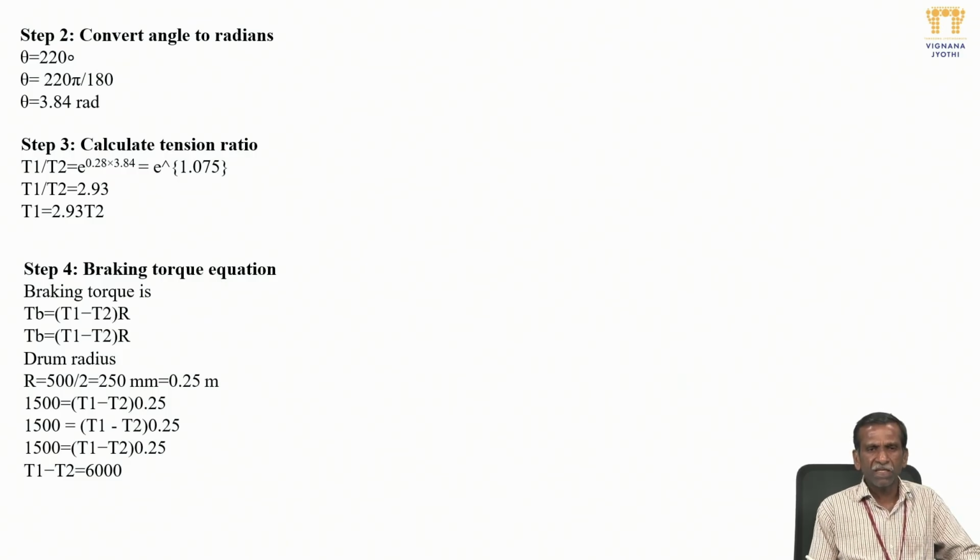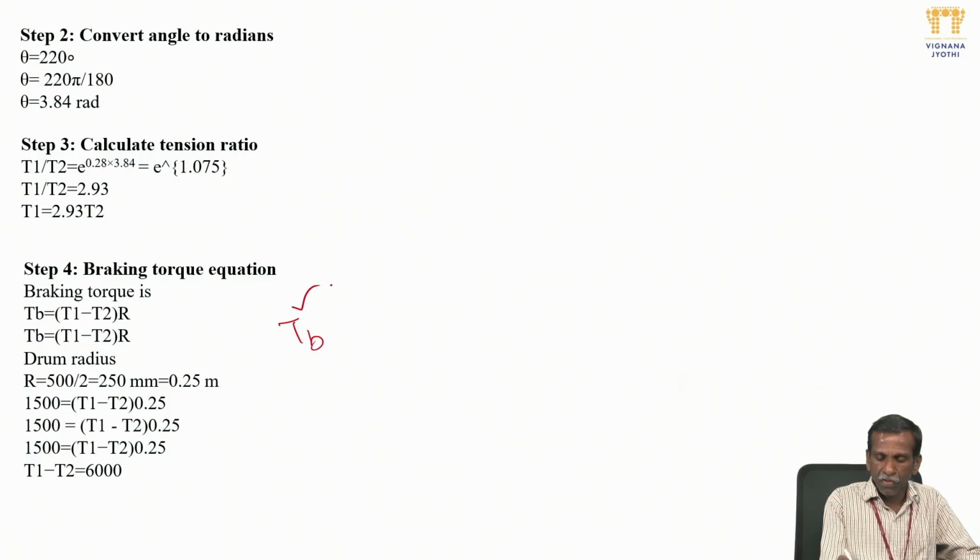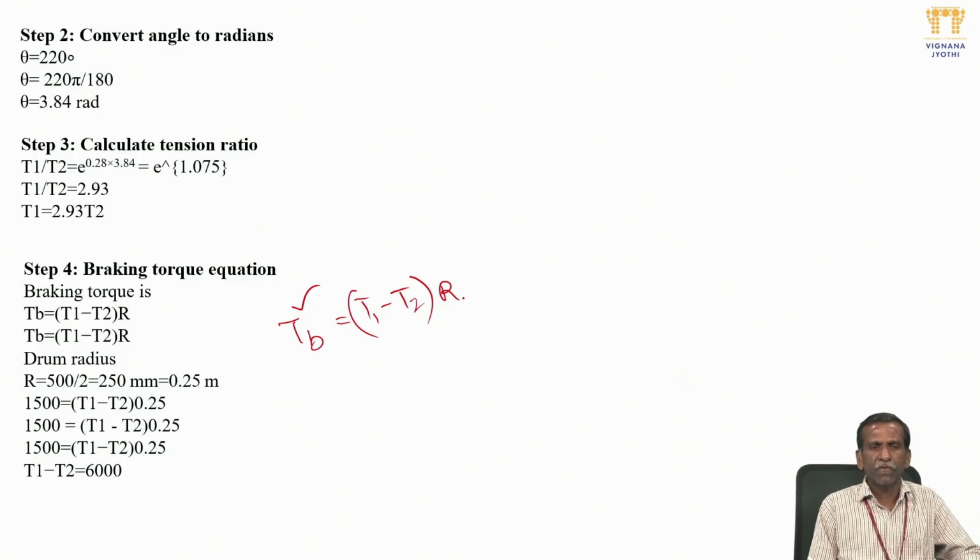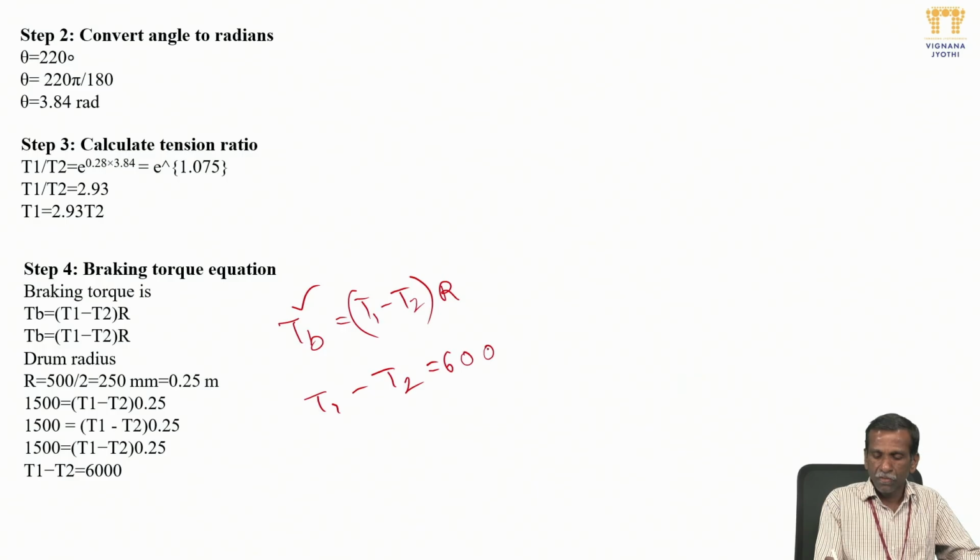Then braking torque is given. Braking torque, which is known, is T1 minus T2 into the radius of the drum. The radius of the drum we know: diameter is 500 mm, so radius is 0.25 meters. So obviously we will get T1 minus T2 is 6000 newtons. Then we have T1 by T2 is 2.93 and T1 minus T2 is 6000. We can find T1 and T2.